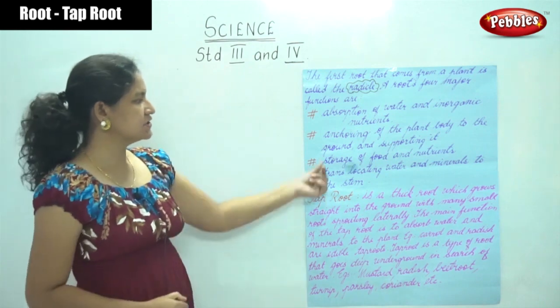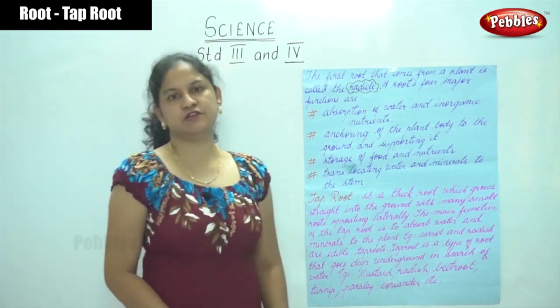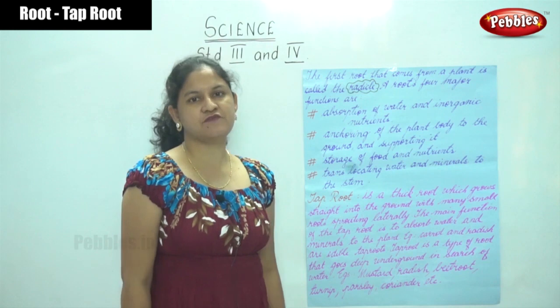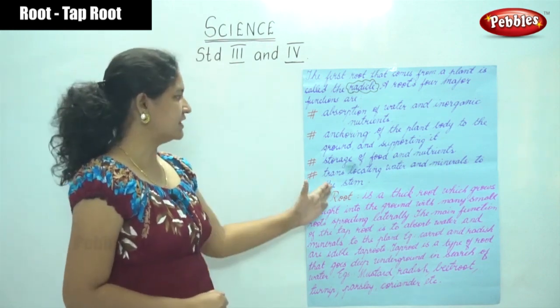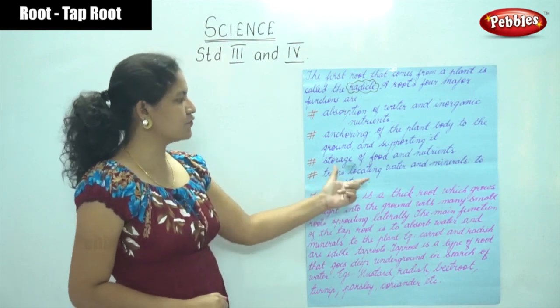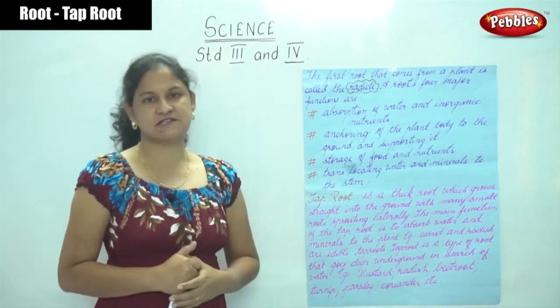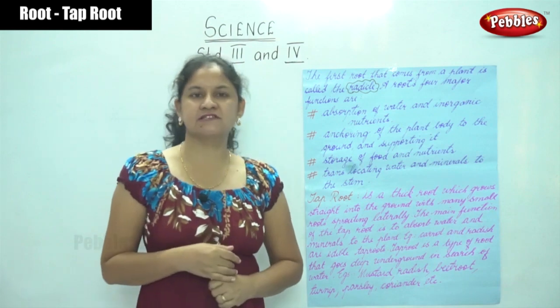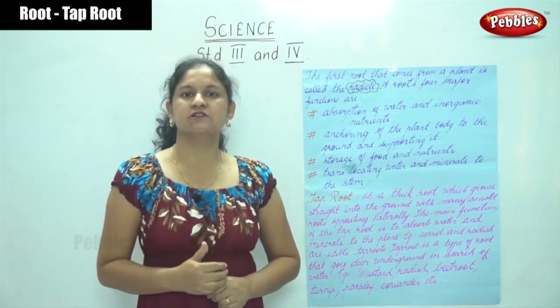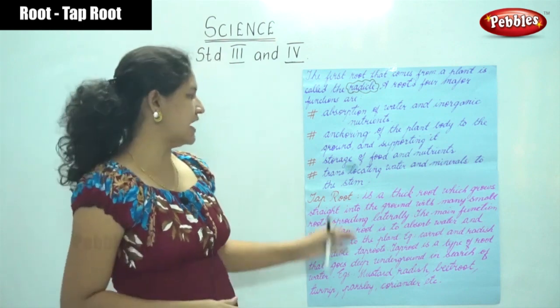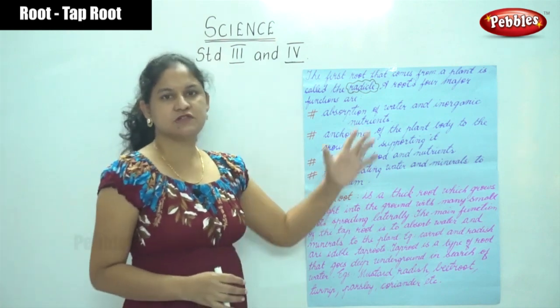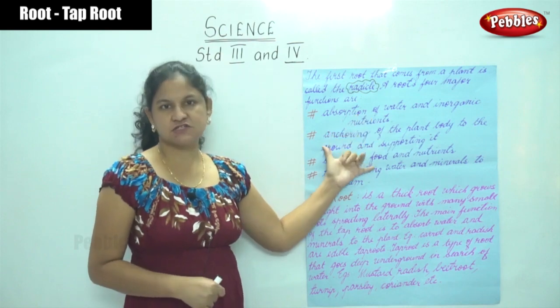The third is storage of food and nutrients. And the fourth is translocating water and minerals to the stem, that is, providing the water and minerals to the stem. So these are the four main functions of the root.